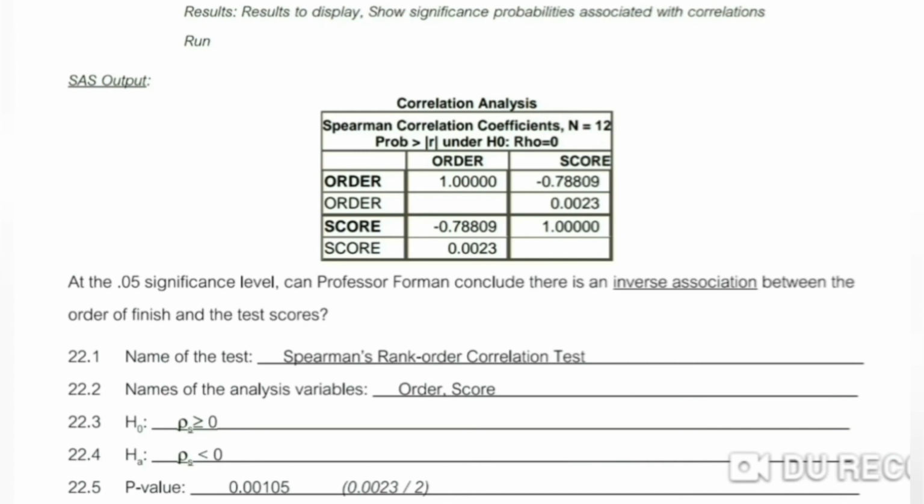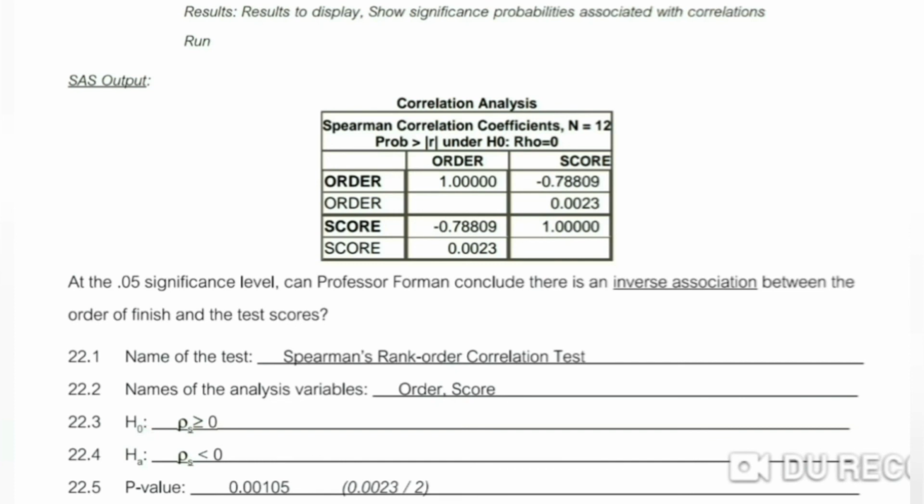Rho S is negative. We have to formulate this way: between the order of finish X and the test score Y, H0, HA. Name of the test, write completely: Spearman's rank order correlation test. Spearman did it, and the test tests correlation, and the technique is ranking. Name of the analysis variables, the variables we analyze: order and score, both the same level.